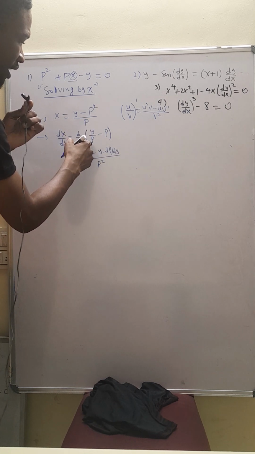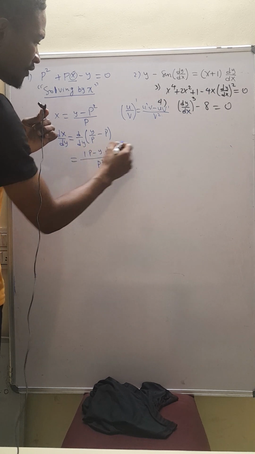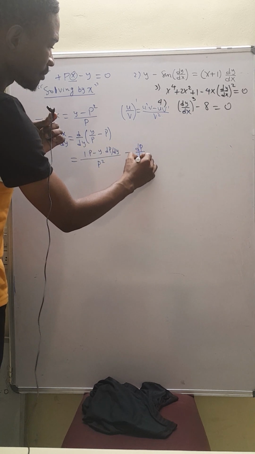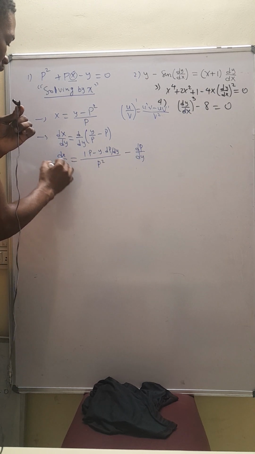Okay, this is for the first case. Now the second, minus dp by dy. This is the same dp, dy. So here it is dx by dy.